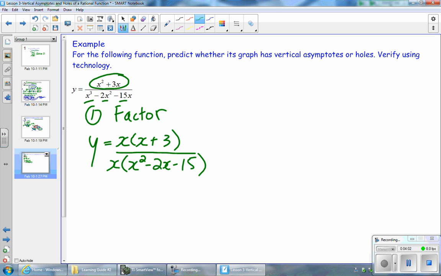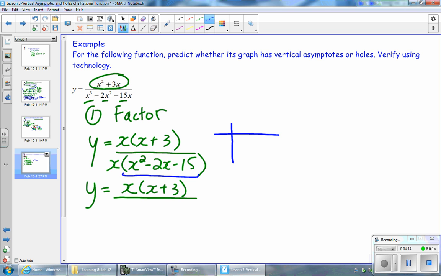So as you can see, it's not fully factored yet. The numerator, yes, it is factored, but take a look at the bottom here. We have a quadratic right there. So try to factor that using your PSA method.